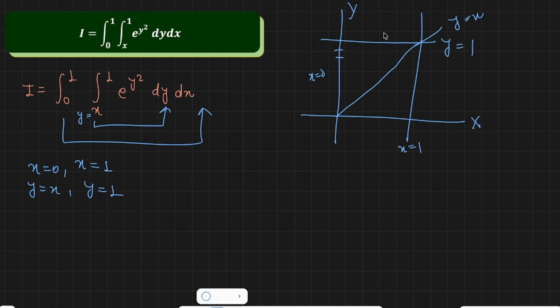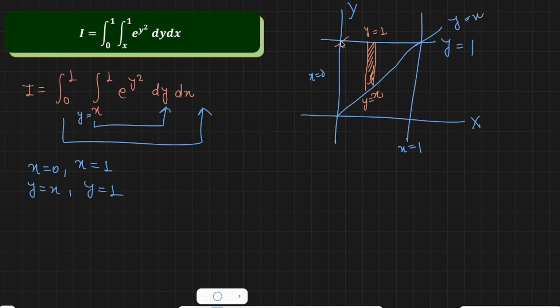Now you just try to understand. This is given as dy dx. Then what to do? You can easily find the limits like this. This is dy dx, so this is basically a strip parallel to the y-axis, and you can see y goes from y = x to y = 1.